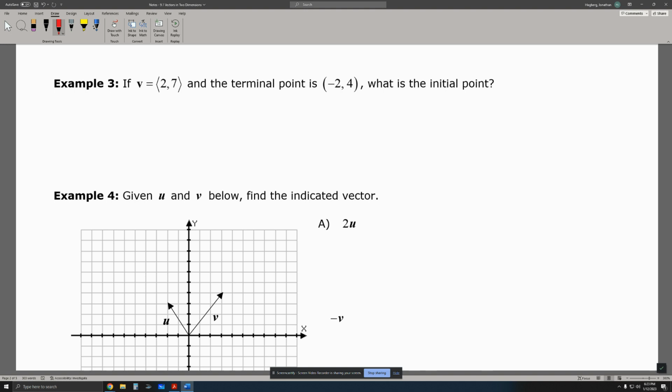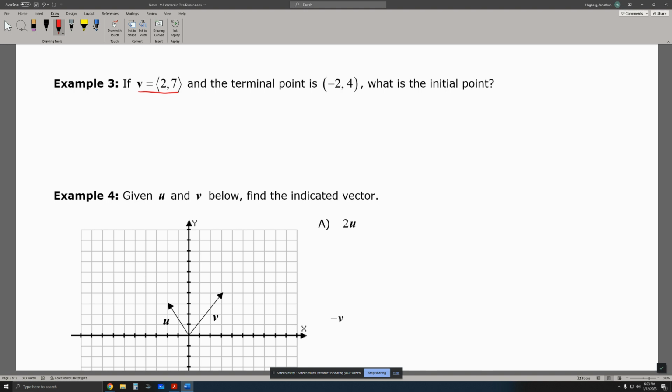Now I've given you the vector in component form and the terminal point. Now I want to know, where does this start? A couple ways we can do this. I know that we can find the vector in component form if I take the difference of the terminal point and the initial point. So what I can do is set up an equation.